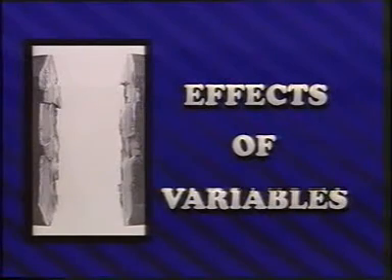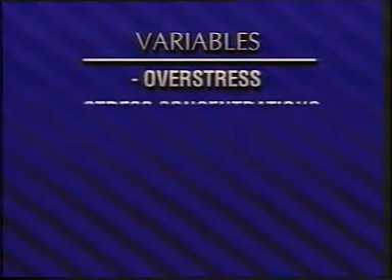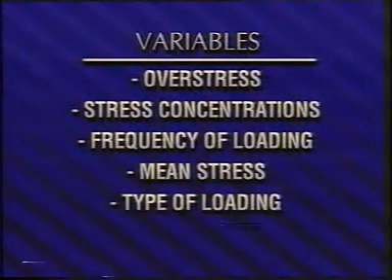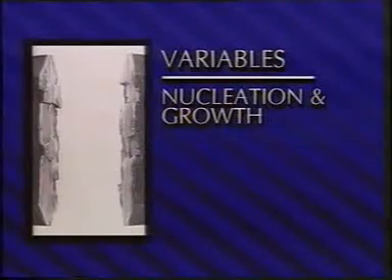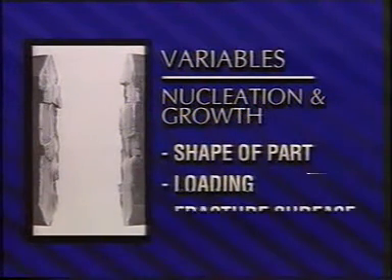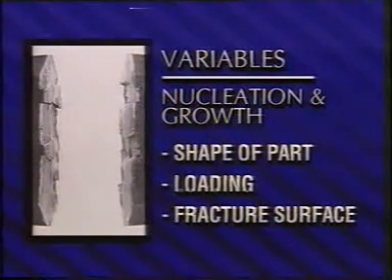The effects of variables. When analyzing fatigue failures, the effects of variables are constantly kept in mind. Variables affecting a failure include overstress, stress concentrations, frequency of loading, mean stress, type of loading, and residual stress. The nucleation and growth of a fatigue crack are strongly affected by the shape of the part, the loading exerted, and the features on the fracture surface. Fracture analysis is relatively simple in a beam of uniform cross-section subjected to fluctuating or alternating stresses. The appearance of the fracture surfaces in test specimens is predictable.